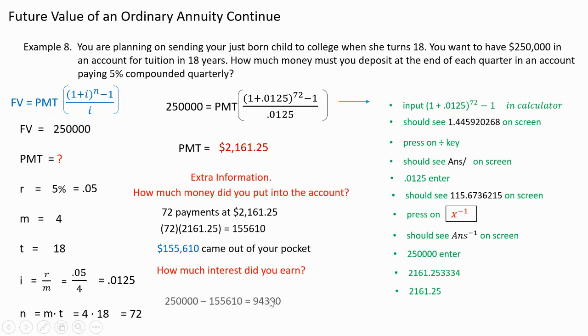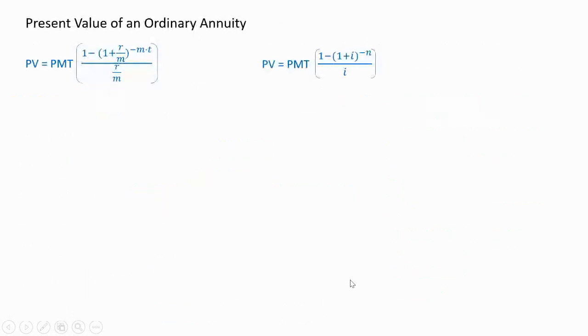So how much interest did you earn? We subtract 250,000 minus 155,610. So about 94,000 is extra money that you earned in those 18 years. If you want, divide that by 18, and that will tell you how much money you got per year. And if you want to do it by month, then you divide that by 12, and it tells you how much extra money you're making more or less per month. So again, 94,390 came from earned interest.